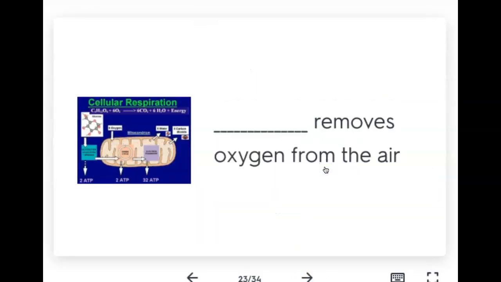Respiration is the process of cellular respiration, which occurs in the mitochondria. And so it's going to be removing oxygen from the air and then adding carbon dioxide into the air. So cellular respiration is going to occur in the mitochondria. And this also is going to be the process that is responsible for generating energy in animals.